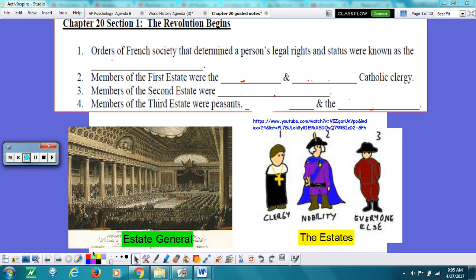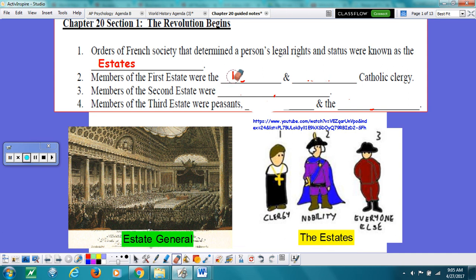So, here we go. Before we really get into the revolution part of these notes, we need to talk a little bit about French society. Leading up to the French Revolution, French society was a very structured class society. Orders of French society that determined a person's legal rights and status were known as estates. And there were really three estates that people could belong to.